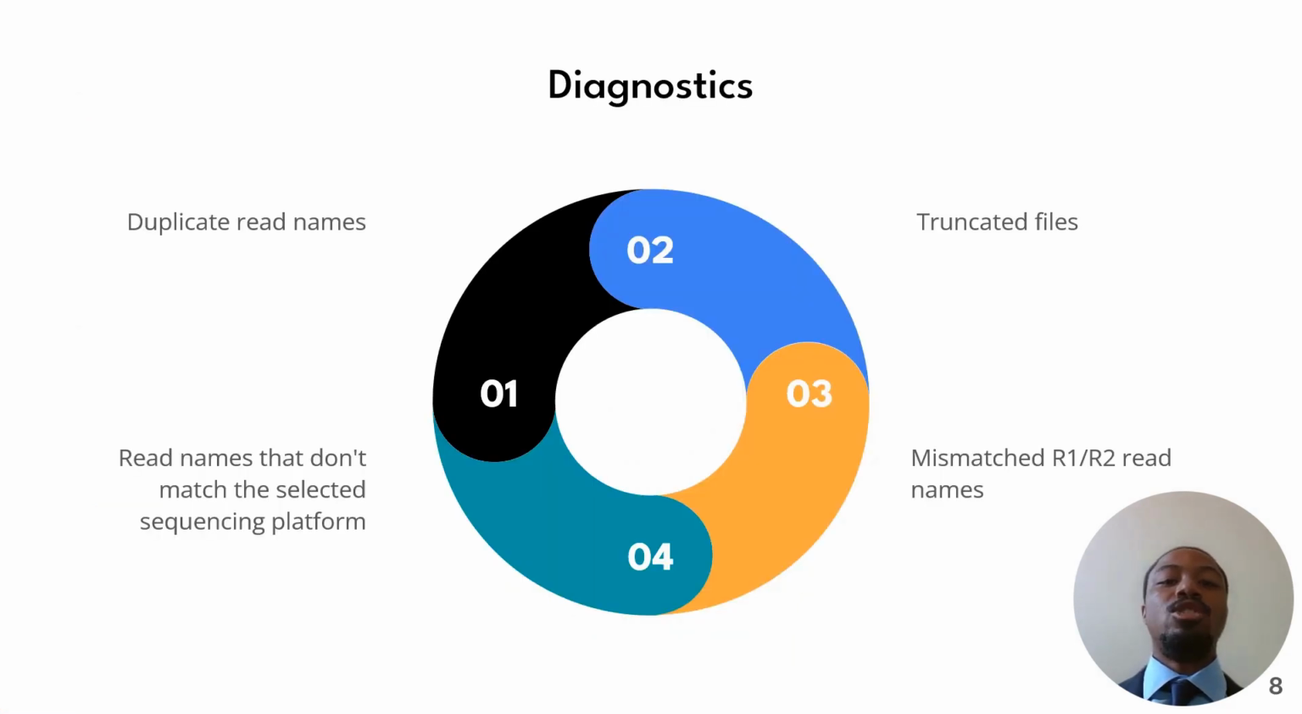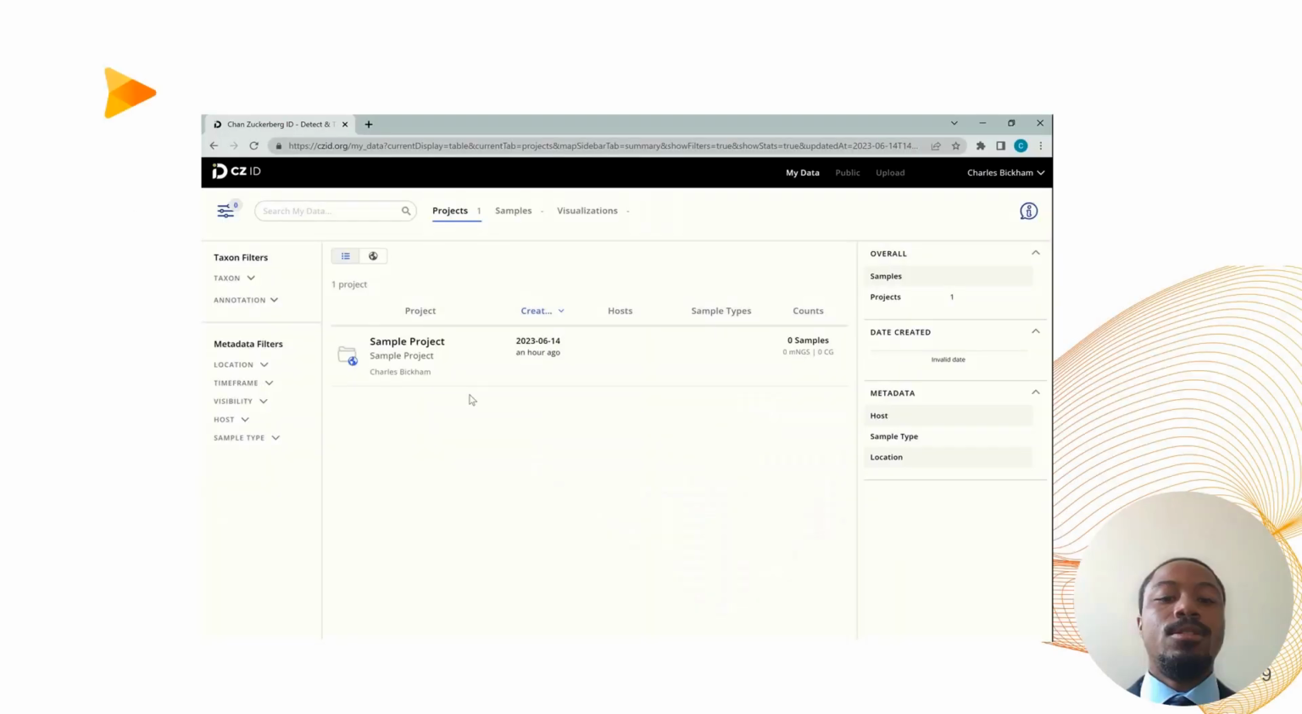Diagnostics include detecting duplicate read names, truncated files, mismatched R1, R2 read names, and detecting read names that don't match the selected sequencing platform. So now we have a live demo for you.